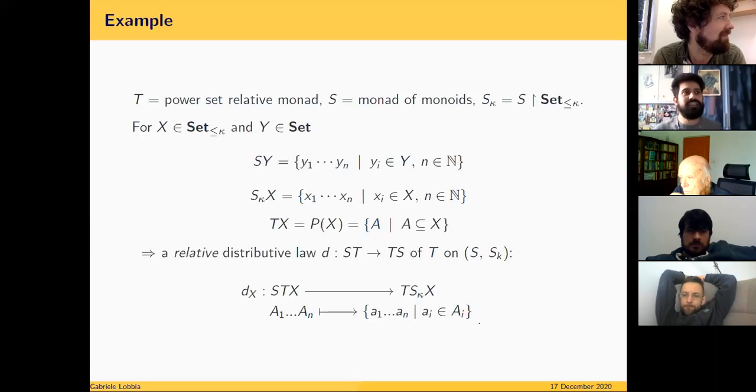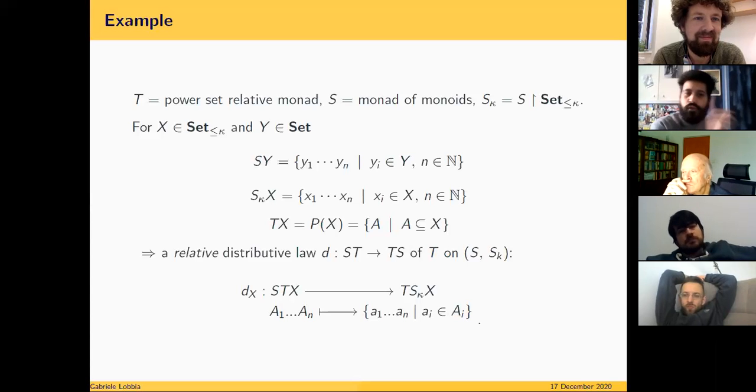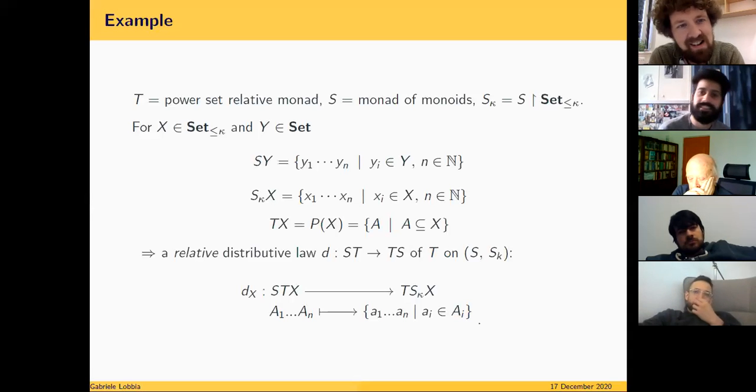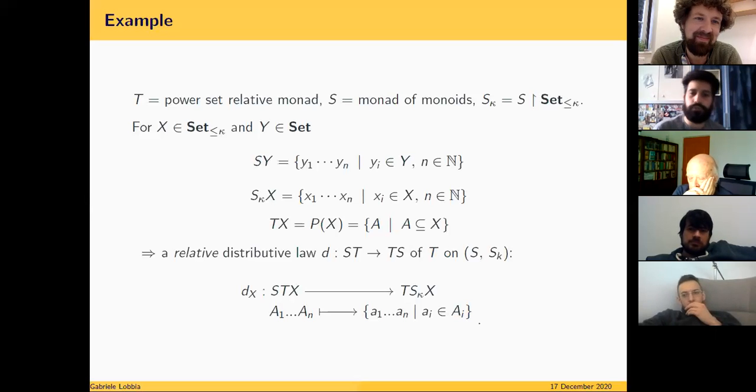I don't remember if it's bigger. I think it would be bigger because your unit has got more information: you don't have just a natural transformation, you also have a D naught or something like that. Okay. So you actually get more information if you take the relative monads inside the monads. So relative monads inside relative monads would be interesting. Are you saying that there's a distributive law of the relative monad monad over the monad monad? Anyway, no, it doesn't matter.